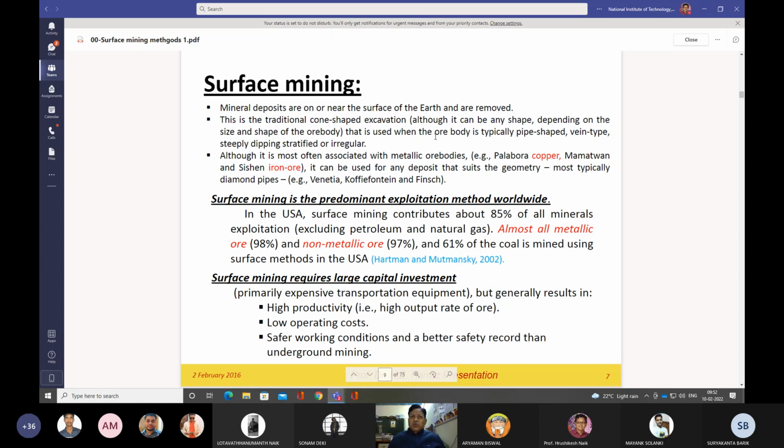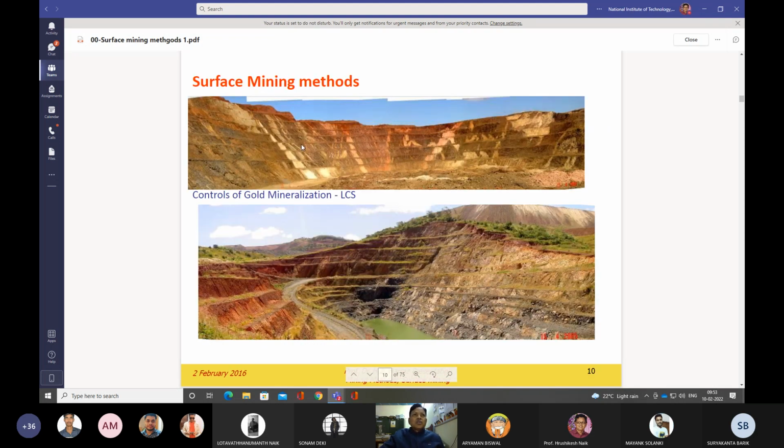And the surface mining projects are also safer. Working conditions you are getting compared to the underground mining. Surface mining is a very safe method of mining. There is no roof fall, there is no ventilation problem, there is no other noxious gas problem, and you get a better safety record than the underground mining. So surface mining is a better method of mining, safe method of mining, and therefore throughout the world people are using this surface mining method. So this is the surface mining method layout of a surface mining project.